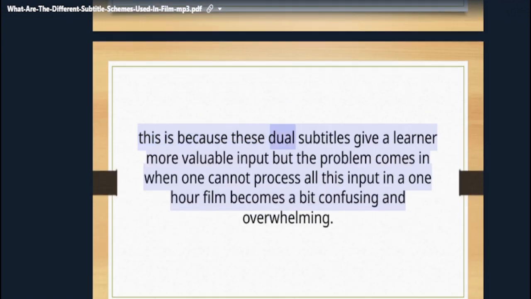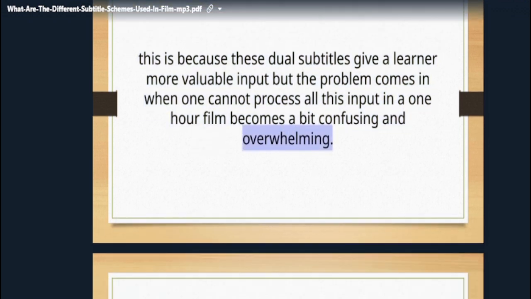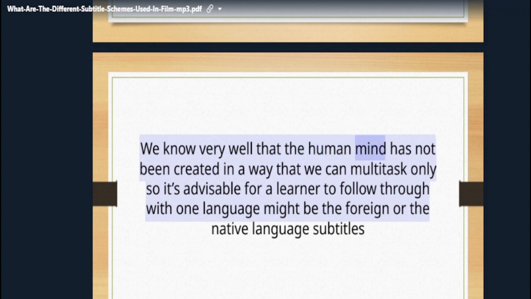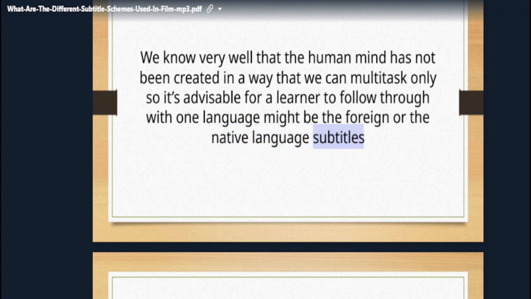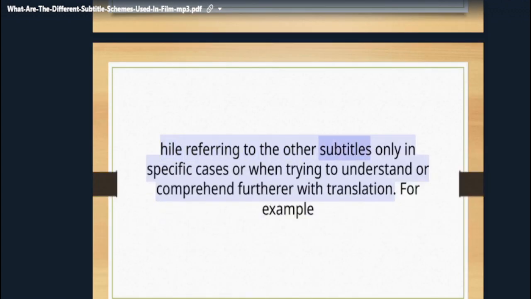This is because these dual subtitles give a learner more valuable input, but the problem comes in when one cannot process all this input in a 1-hour film. It becomes a bit confusing and overwhelming. We know very well that the human mind has not been created in a way that we can multitask, so it's advisable for a learner to follow through with one language, might be the foreign or the native language subtitles, while referring to the other subtitles only in specific cases or when trying to understand or comprehend further with translation.